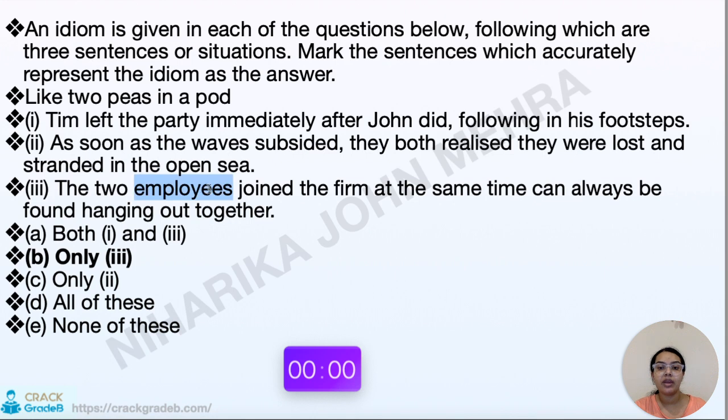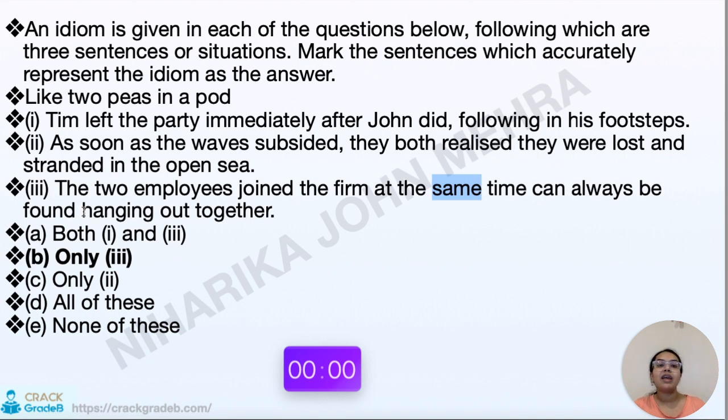So, two boys who join the firm at the same time can always be found hanging out together. So they are two peas in a pod, always together, similar to each other in their actions. You will find them together. So this is only the third one, the third situation which makes any sense.